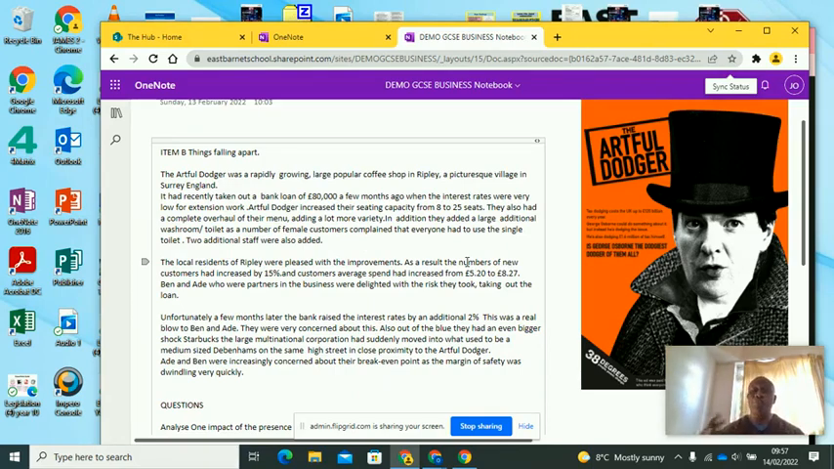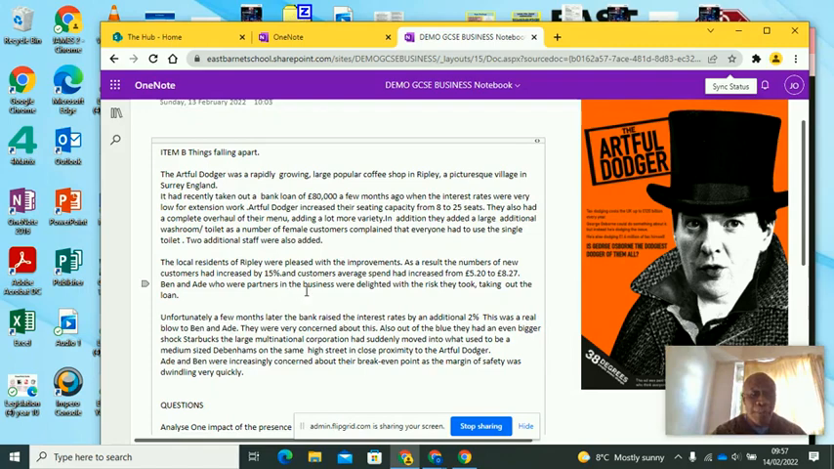Okay, so they've made a lot of improvements. A lot of extension. They've changed from 8 to 25 seats. They've now got 2 bathrooms, so the men can use one and the females can use another one. Not everybody using the same one. And they've got 2 additional staff and they've got a new menu as well. So they've really spent a lot of money in improving the Artful Dodger, which is the coffee shop.